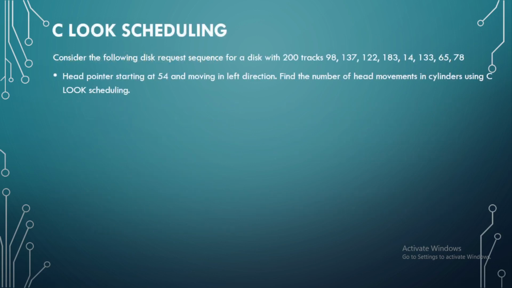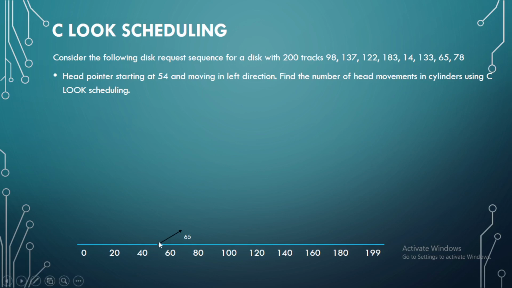The same question with the head starting at 54. See, we start from 0 to 199. Now from 54 to 65, then 78, 98, 122, 133, 137, 183. There is no other request in that direction. So from 183 to 14, it jumps, since there is no request in that direction, it changes its direction and completes its requests.